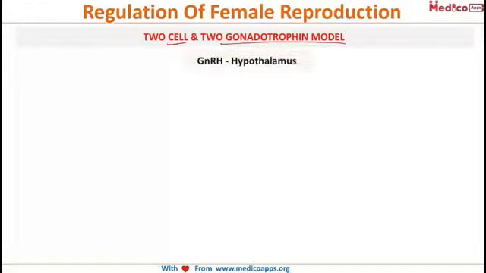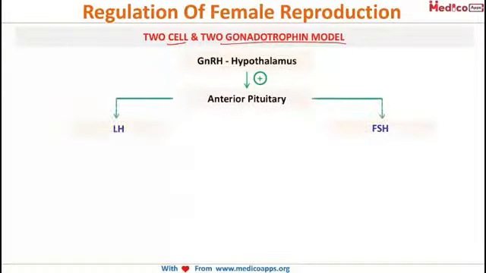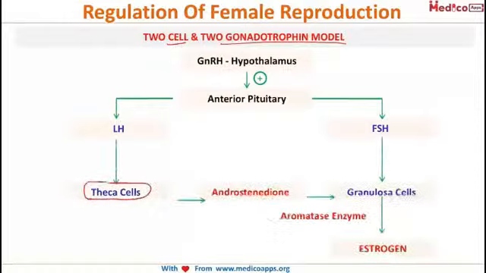The gonadotrophin releasing hormone, which is released from the hypothalamus, we all know that it activates the anterior pituitary. And from the anterior pituitary we have two important hormones that are released. These are the luteinizing hormone and the follicle stimulating hormone. Now where do each of these act? The luteinizing hormone acts on the Theca cells and the follicle stimulating hormone acts on the Granulosa cells.